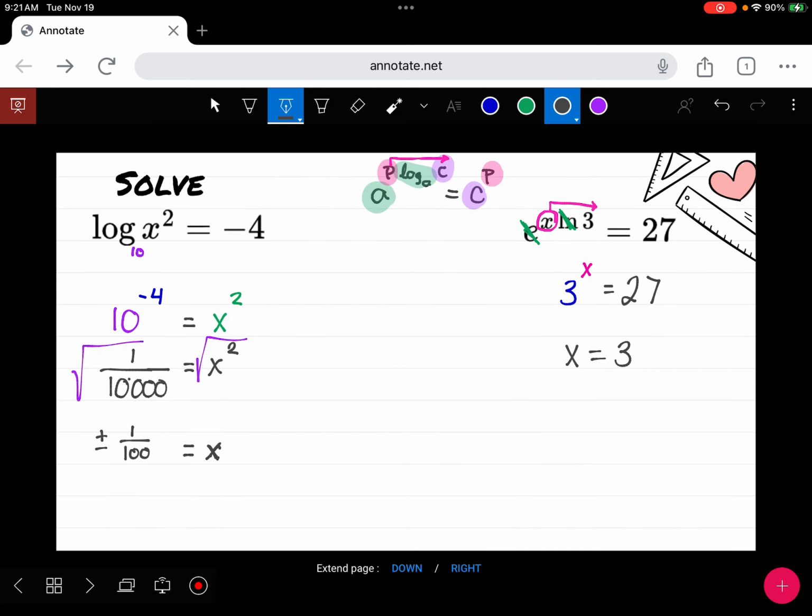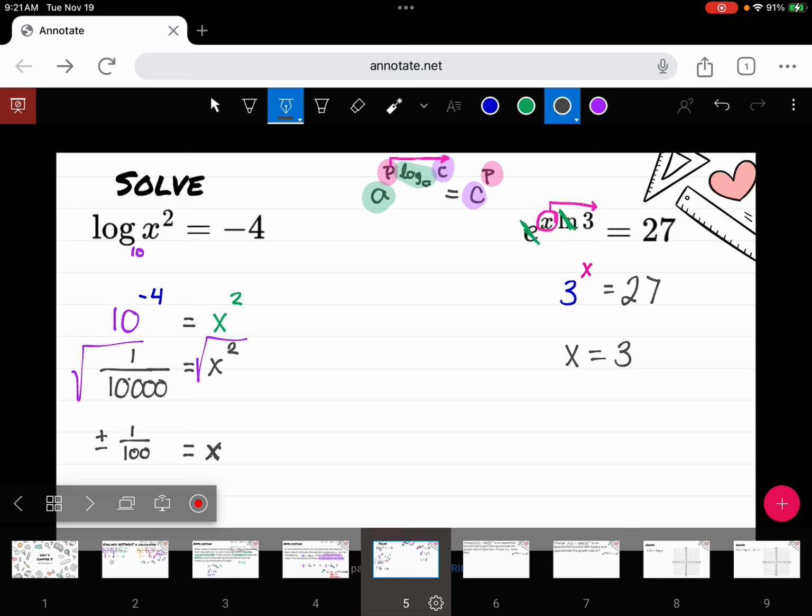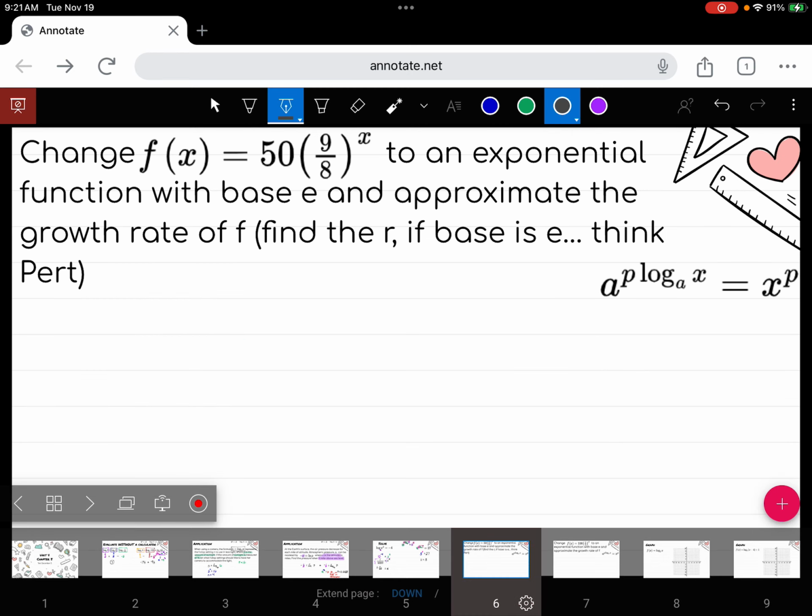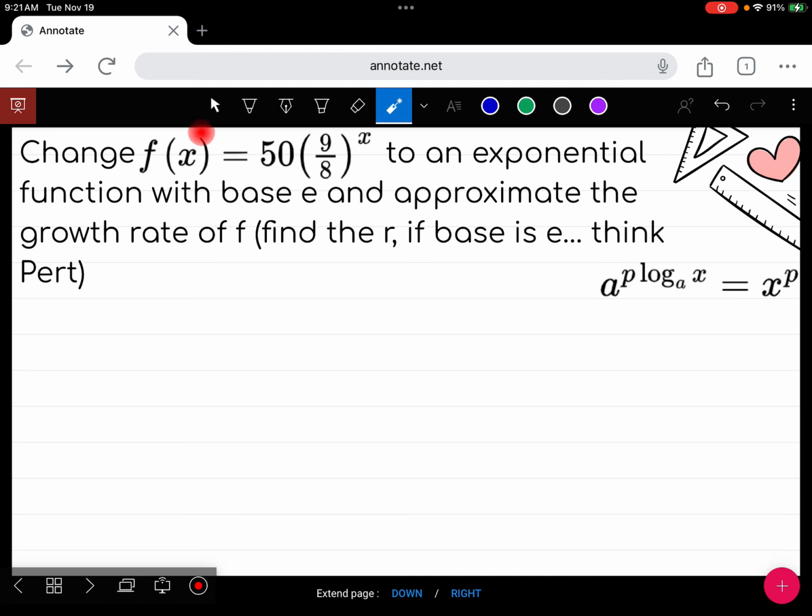Okay. Because the way that they have us use this property a lot, and it looks like a paragraph, I promise, it's just that the instructions and the equation are mixed together. They use this property a lot for these kinds of questions where they're going to give us an exponential growth and they want us to put it as a base of e. So we have this equation here. I've got my f of x equals 50 times 9 over 8 to the power of x. And they want us to write it with a base of e.